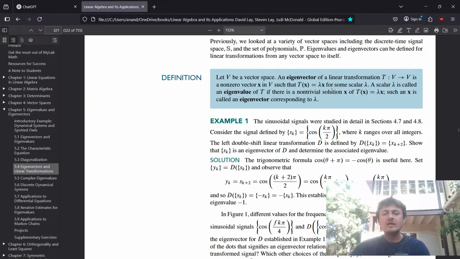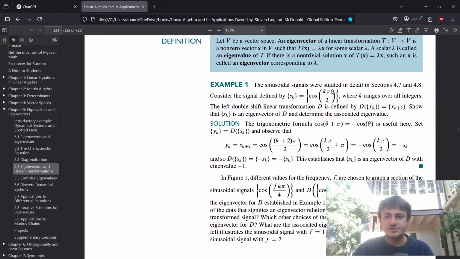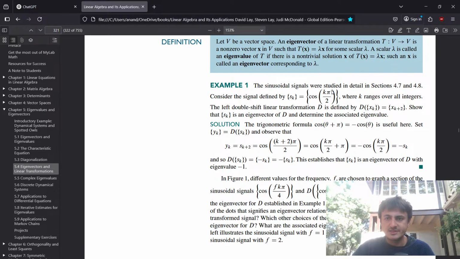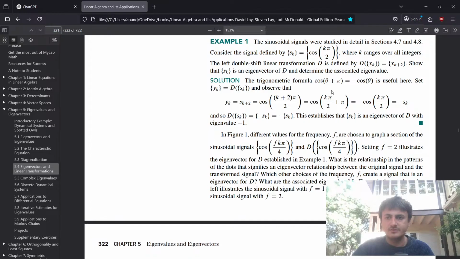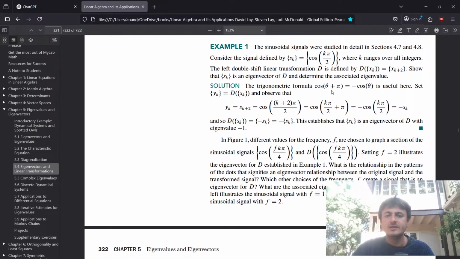Let V be a vector space. An eigenvector of a linear transformation T is a non-zero vector x such that T of x is equal to lambda x for some scalar lambda. A scalar lambda is called an eigenvalue of T if there's a non-trivial solution x of T of x equal to lambda x. Such an x is called an eigenvector corresponding to lambda. So this is following the trend of this book: it starts off with just matrices, and then it generalizes to linear transformations. All right, example 1.